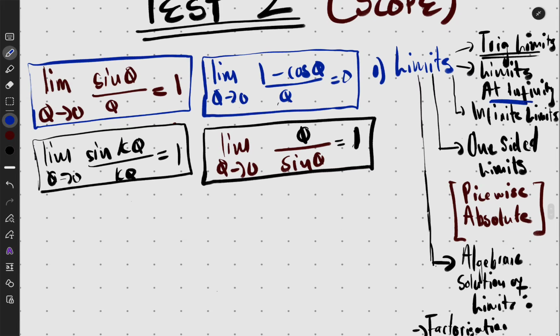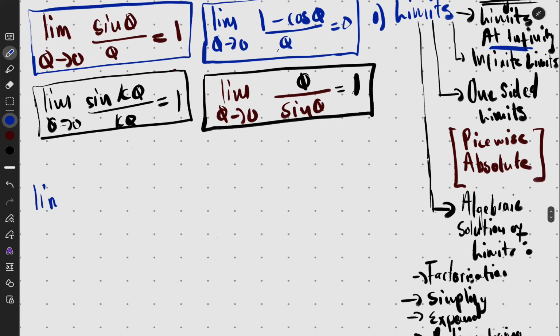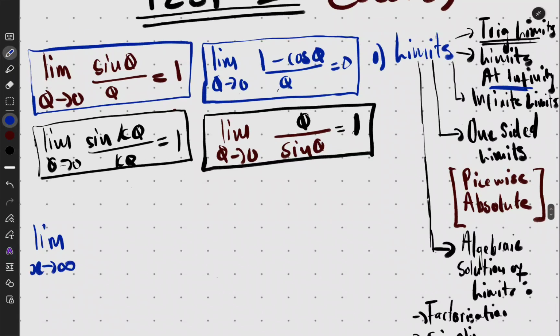Limits at infinity. Limits at infinity is just the limit as x goes towards infinity. It means x is approaching infinity, it means x is almost infinity. It's a big number. So we say the limit at infinity.